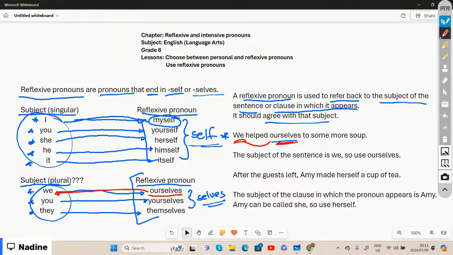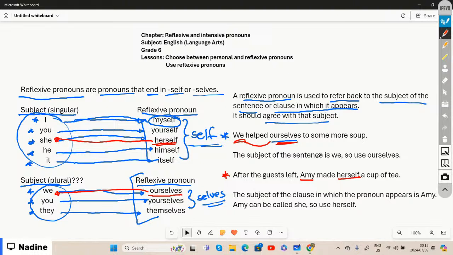And then if we look at another example, it says, after the guests left, Amy made herself a cup of tea. As you can see, here we have Amy. They're not telling us I, you, she, he, or it. They're not telling us the pronoun. They're only giving us the noun, right? So if we look at where herself is, it needs to refer back to she, right?